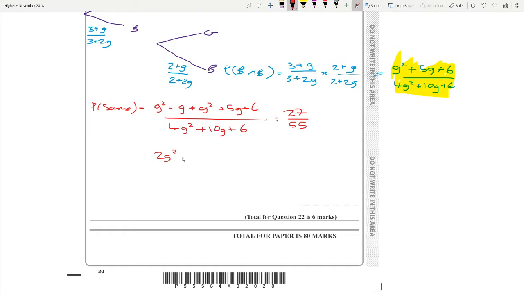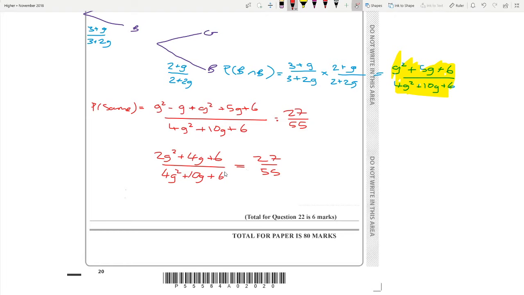5g take away 1g is a positive 4g. Add 6, all over 4g squared, add 10g, add 6 equals 27 over 55.